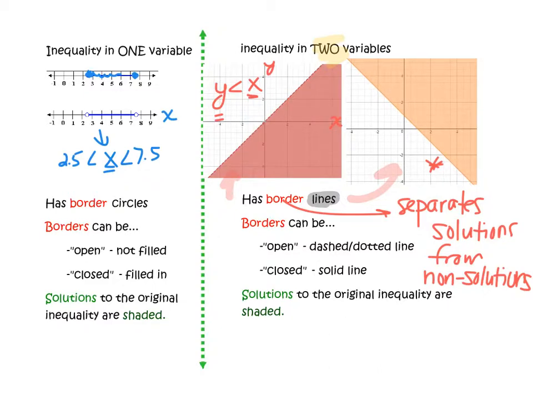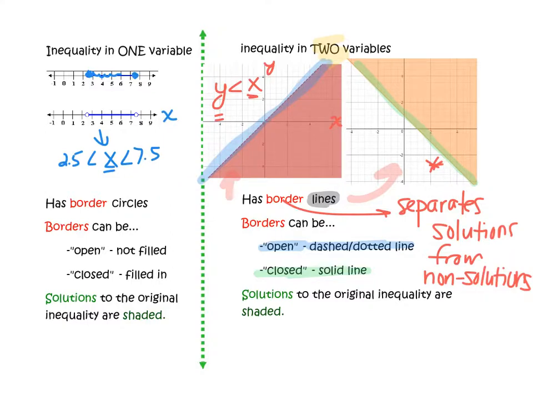It's a little bit hard to see on my picture here, but I'll be more specific when we do examples. Those lines can be open, which means they're dashed or dotted, like this dashed line, or they could be closed, filled in, so that would be a solid line. And when we have inequalities in two variables, again, there are so many solutions that we can't list them, so we have to shade them all in. So there are a lot of similarities between inequalities in one variable and in two variables.